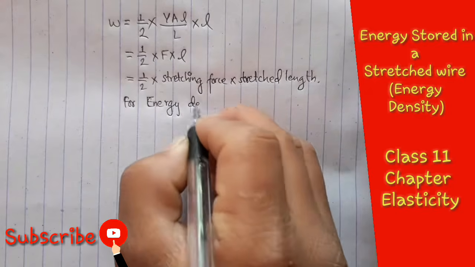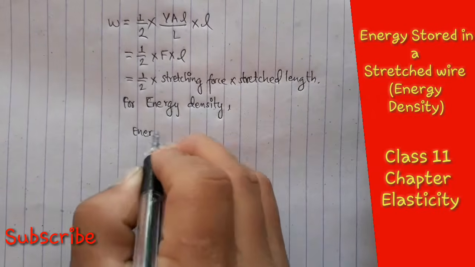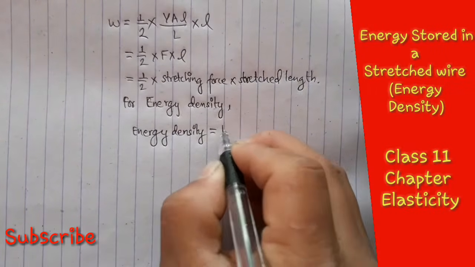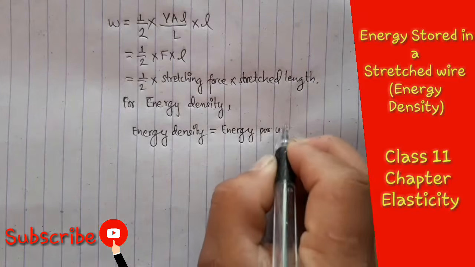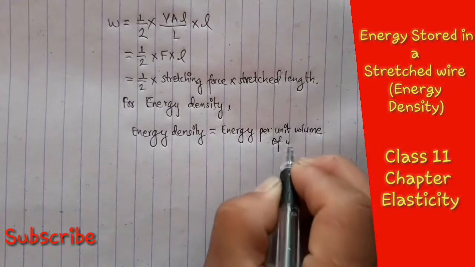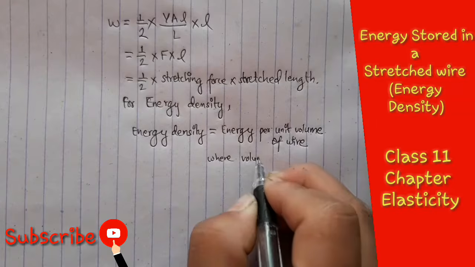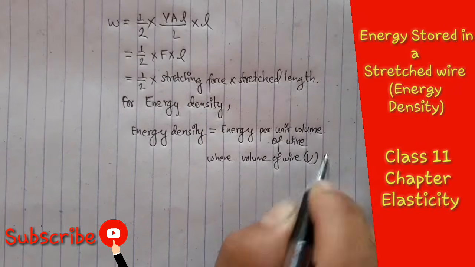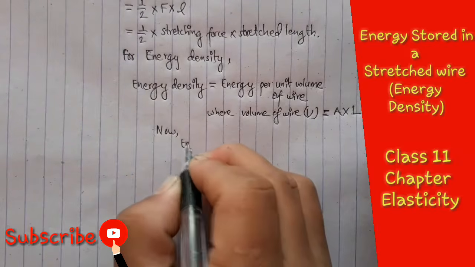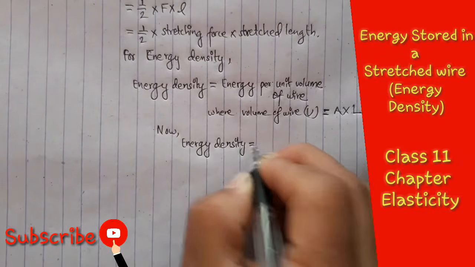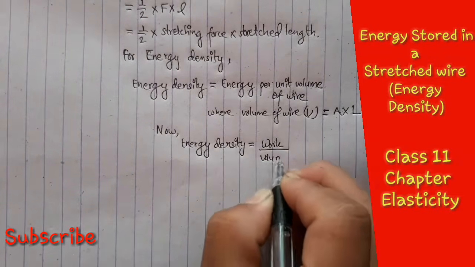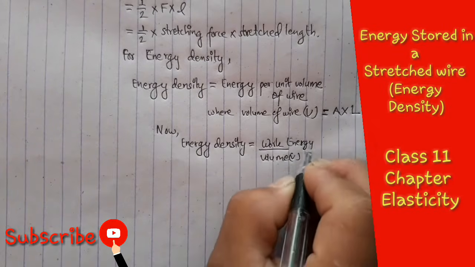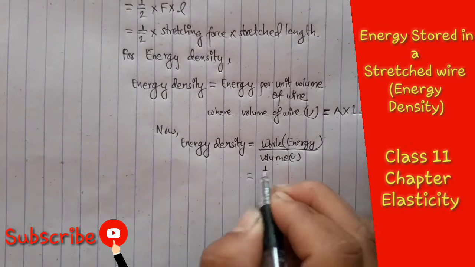Again, if you want to find the energy density, the energy density will be equal to energy per unit volume. That means energy divided by volume. Here the volume is the volume of the wire, so volume will be equal to area into length. Now we know that the energy in the stressed wire is due to the work done, so we can also write that energy density is equal to work done per unit volume.